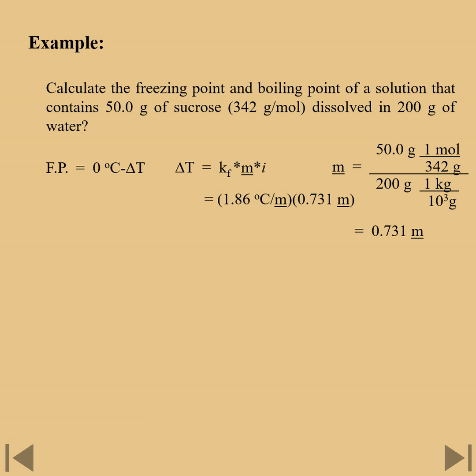Okay, so that gives us a change in temperature of 1.36 degrees C. We're going to subtract that from 0 to get our new freezing point, which has been depressed to negative 1.36 degrees C.